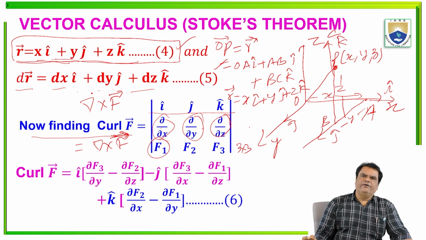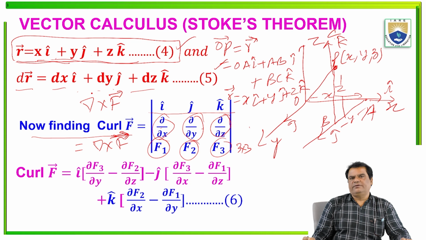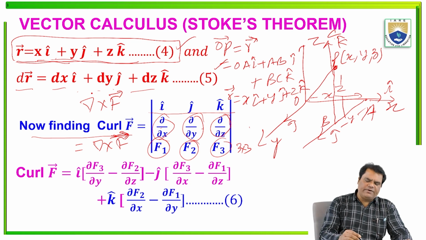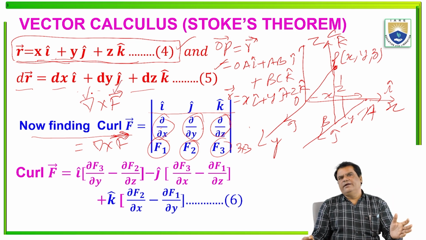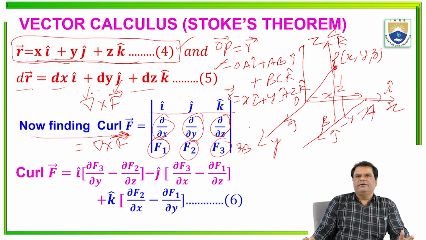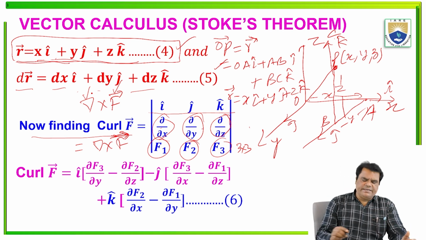Similarly, f1 is the coefficient of i, f2 is the coefficient of j, and f3 is the coefficient of k in our vector point function. So the coefficient of i is taken in the i column, the coefficient of j in the j column, and the coefficient of k in the k column, respectively, for the given vectors. Here the first vector is the del vector, the second vector is the f vector. So first of all, the coefficients of i j k in del are taken in the second row, and the coefficients of i j k in the vector point function f are taken in the third row.